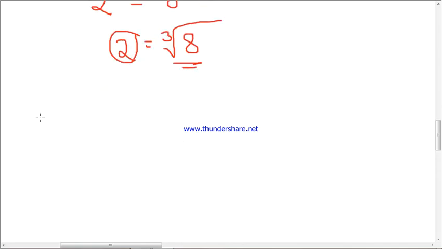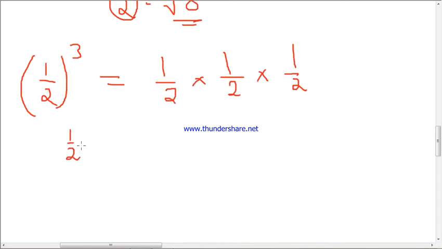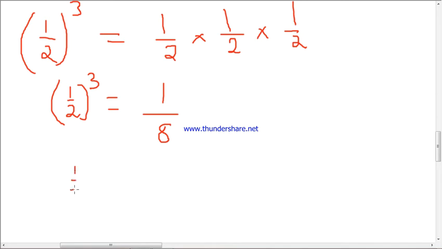Similarly, I can take the example of 1 by 2 in brackets raised to the power 3. What does it mean? I have to multiply this 1 by 2 three times: 1 by 2 into 1 by 2 into 1 by 2. So what is the result? 1 by 2 in brackets to the power of cube is 1 into 1 into 1 equals 1, and 2 into 2 into 2 equals 8. This means that the cube root of 1 by 8 is 1 by 2.